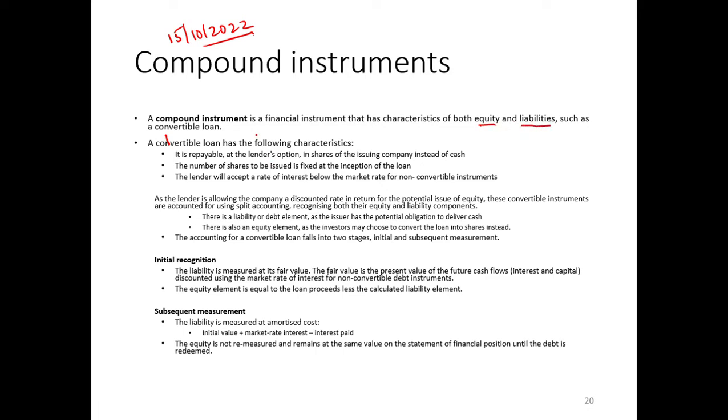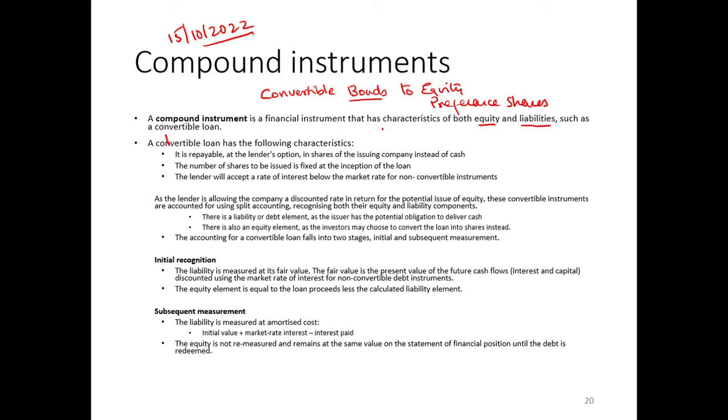Most of the time, when we say it is a compound investment, they will write the word convertible. Convertible bonds. Convertible bonds to equity or convertible bonds to preference shares. This is the concept which is going to be reflected. It happens only with respect to bonds. You cannot convert equity to bonds. You can convert bonds to equity only. That is what it says.